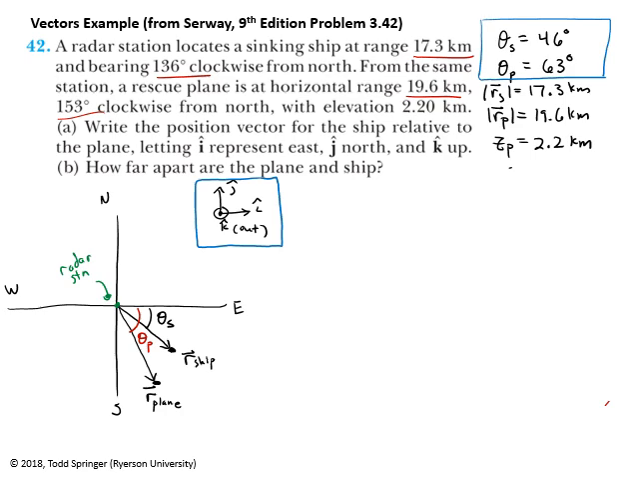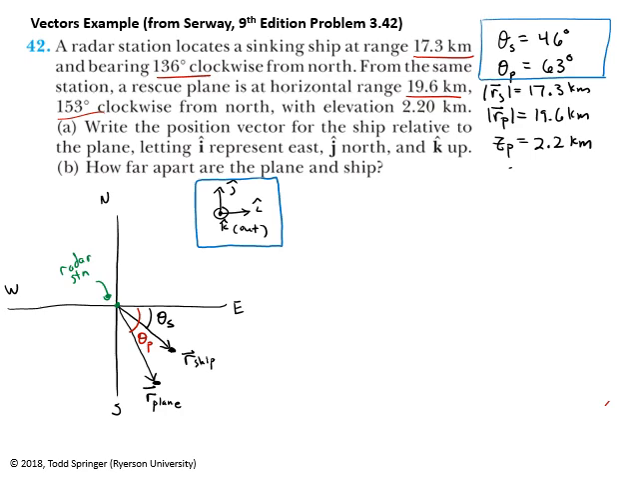And then I've labeled here the distances. So rs is the magnitude of the vector from the radar station to the ship. That's 17.3 kilometers. rp is 19.6 kilometers. And then there's this zp, that's the height at which the plane is flying, 2.2 kilometers.